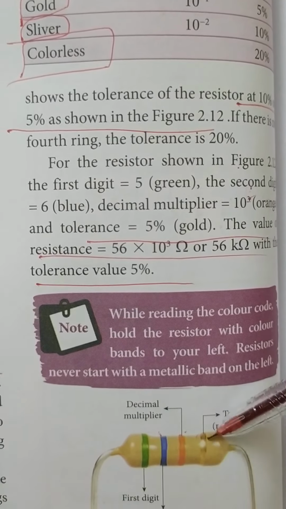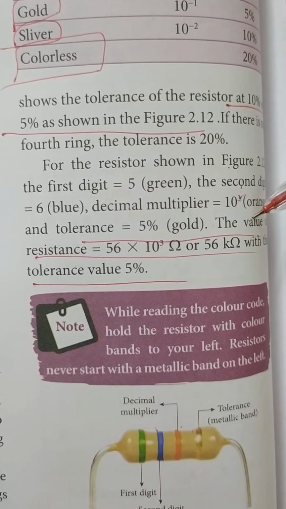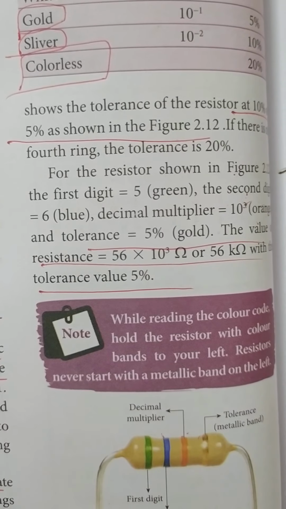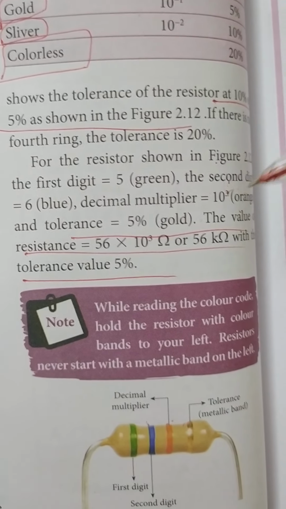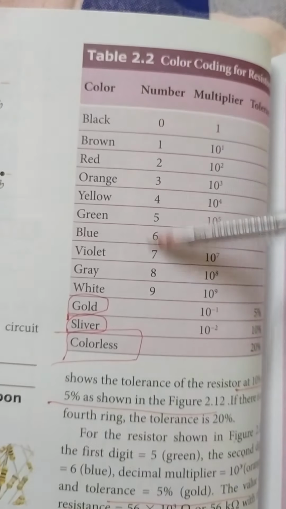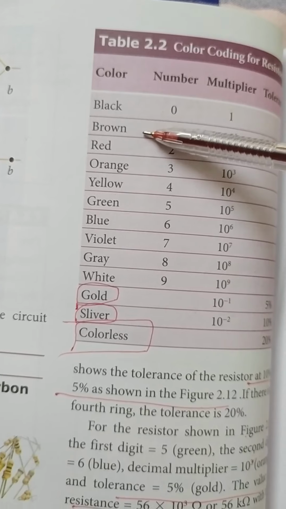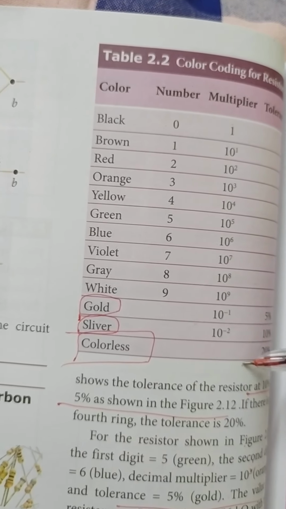Suppose silver or colorless rings are used, then that particular value can be substituted. So by seeing the carbon resistor, you can find out what is the value of that particular resistor. And there is one short way to remember this: B.B. Roy, Great Britain, very good wife. I will write that and show you later.